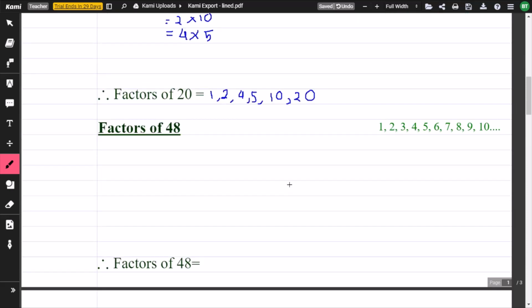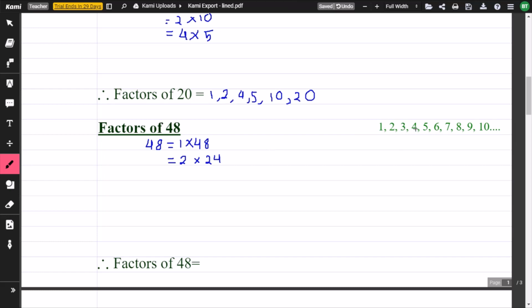Now similarly, let's try to find the factors of 48. We'll choose from these numbers, you can see on the right side here. At first we'll start with 1. 1 can divide any number. So 1 times 48 gives 48. Now move to the next number. After 1, the next number is 2. Since 48 is an even number, 48 is divisible by 2. So 2 times 24 gives 48.